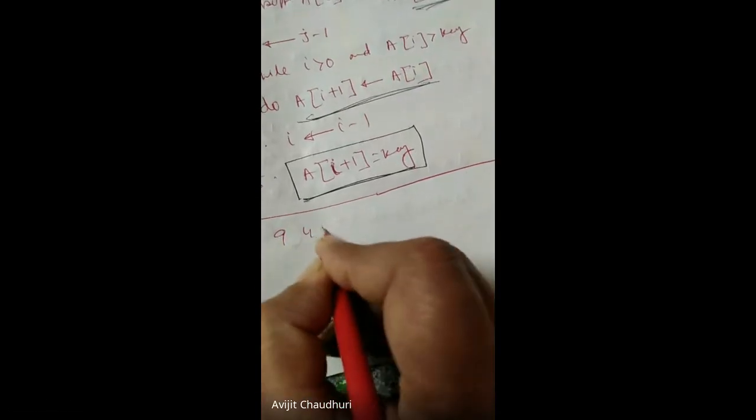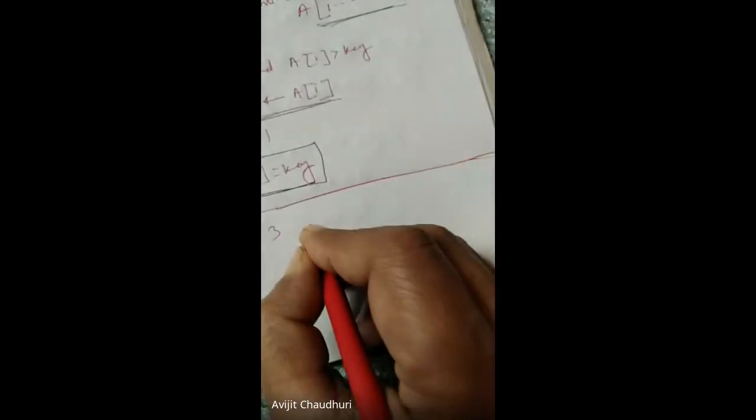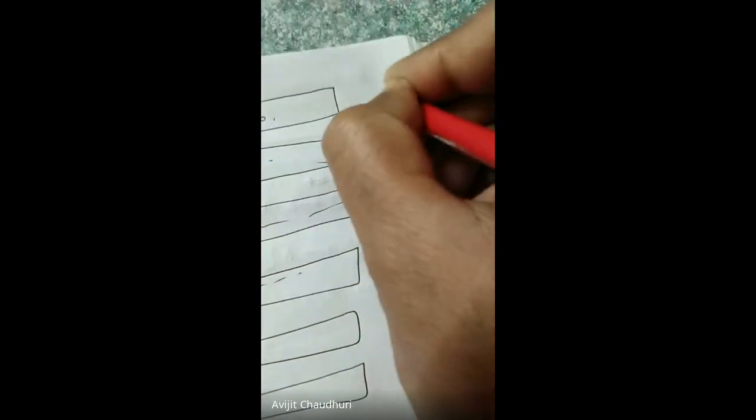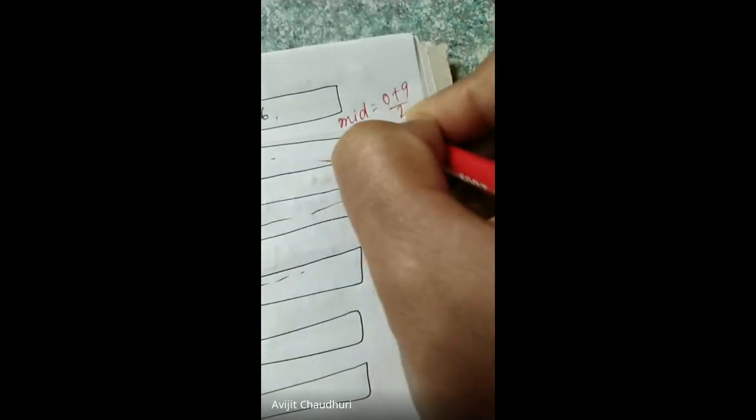First, we have to divide it, break it down into two parts. Suppose this one: 39, 9, 45, 63, 18. Here, index is 0, 1, 2, 3, 4, up to 9. So we will calculate the mid value: 0 plus 9 by 2 is equal to 4. So 0, 1, 2, 3, 4. Up to that one will be one subarray, and the rest another subarray.